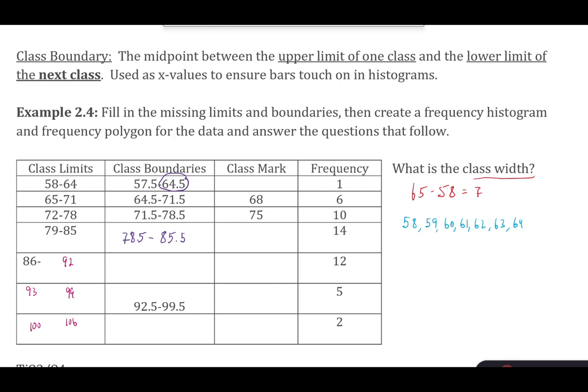The number between 92 and 93 is 92.5. So 92.5 will be the upper boundary of this fifth class and the lower boundary of the sixth class. If we add 7, we'll get 99.5. So 99.5 will be the lower class boundary of the final class. And the class boundaries always need to get extended beyond the maximum value. In this case, 106 is the maximum value. If we extend beyond that, it would be 106.5.